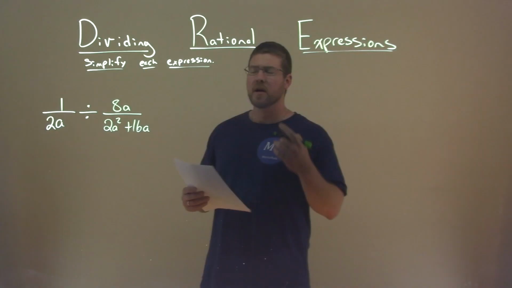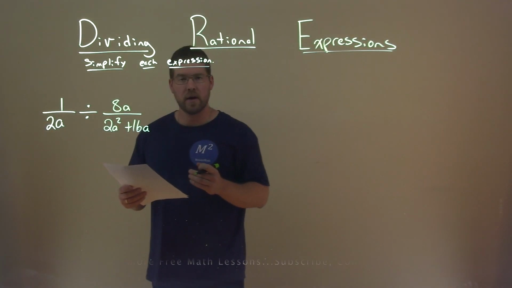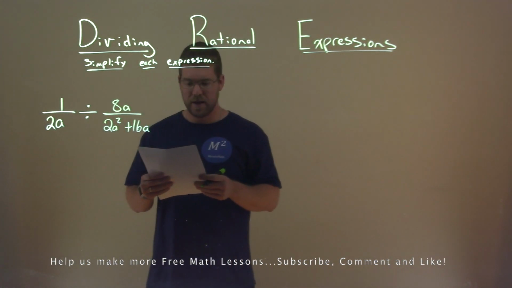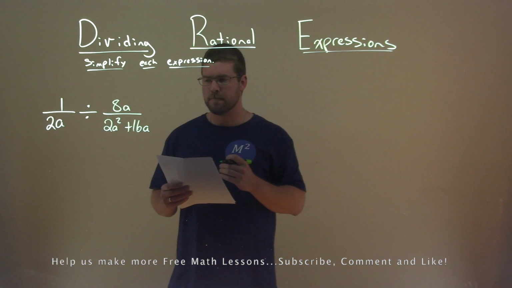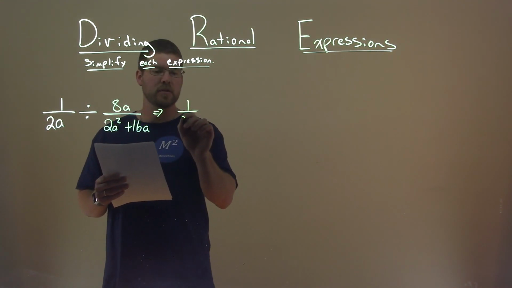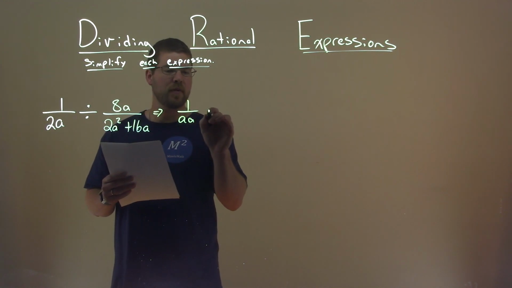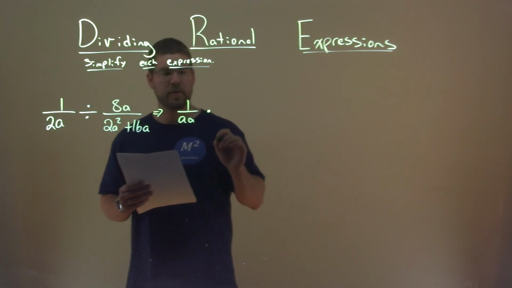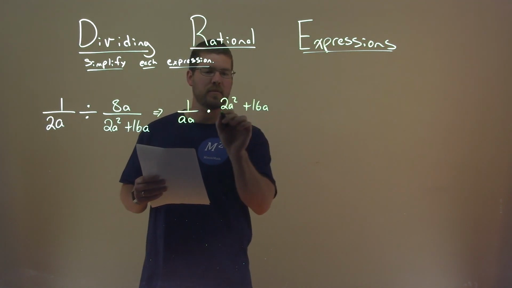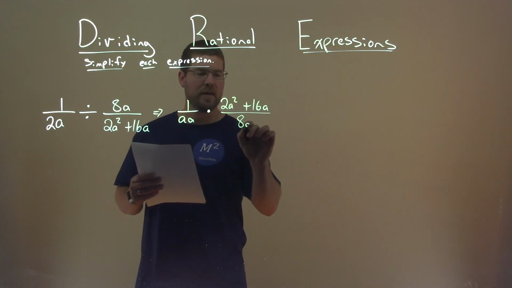We're given this problem right here, 1 over 2a divided by 8a over 2a squared plus 16a, and we want to simplify this expression. I like to rewrite this as a multiplication problem. 1 over 2a stays the same, but instead of dividing, we're multiplying, and now we flip the second fraction. 2a squared plus 16a comes to the numerator, and the denominator is just 8a.